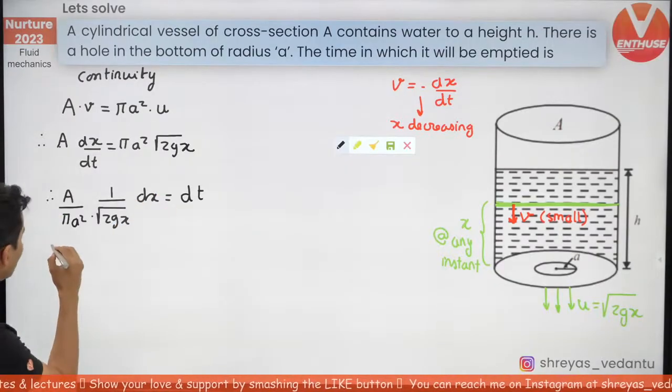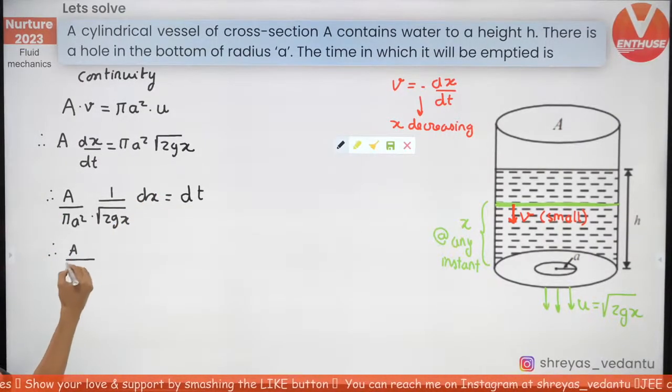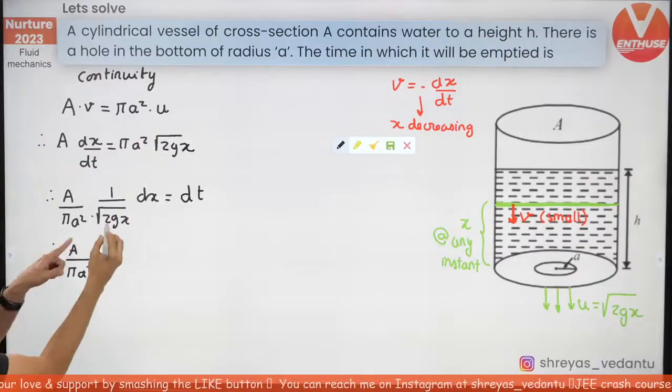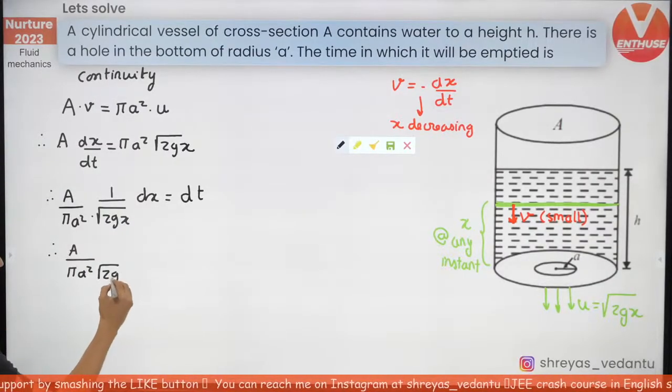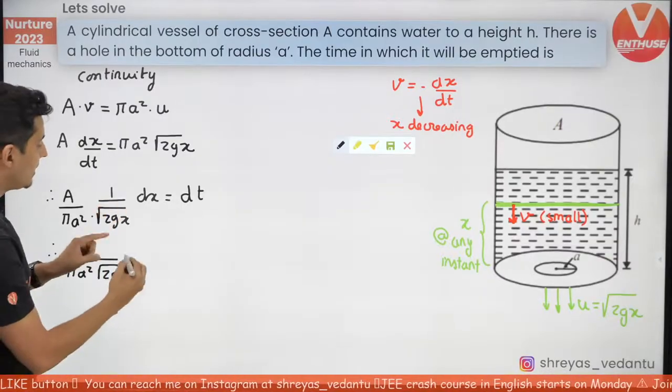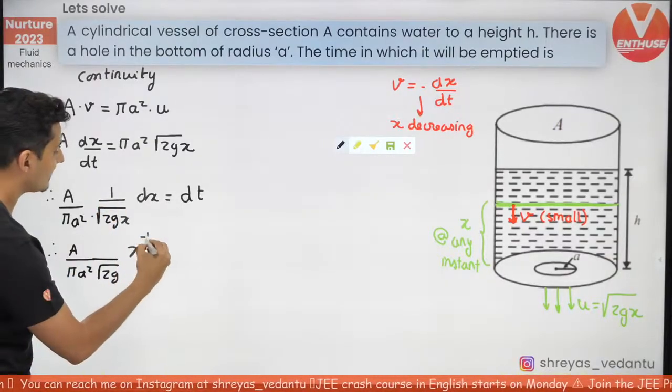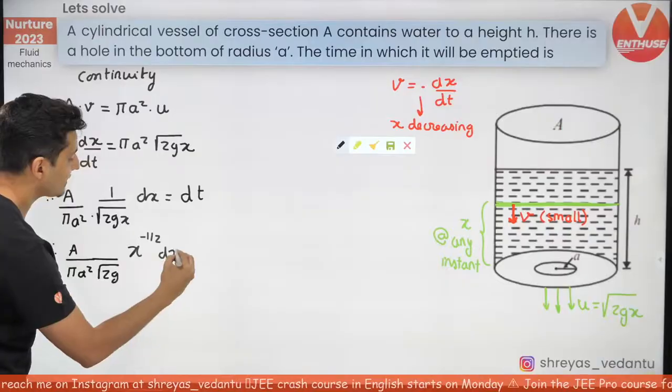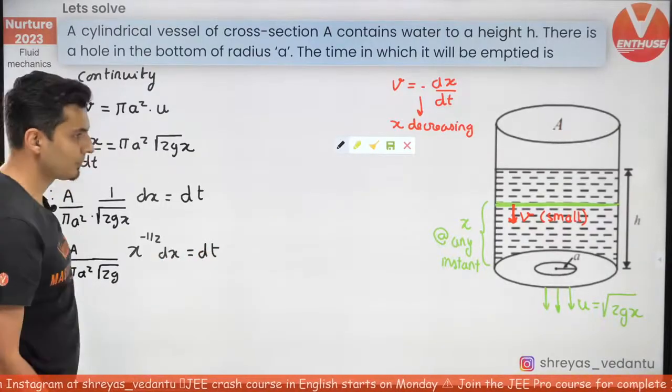Rearranging it further, see what do I get? I'll get a divided by pi a square. Root 2g will be as it is. Root x is x raised to half. So when it goes on the top, it will become x raised to minus half. And we have dx over here and we have dt over here.